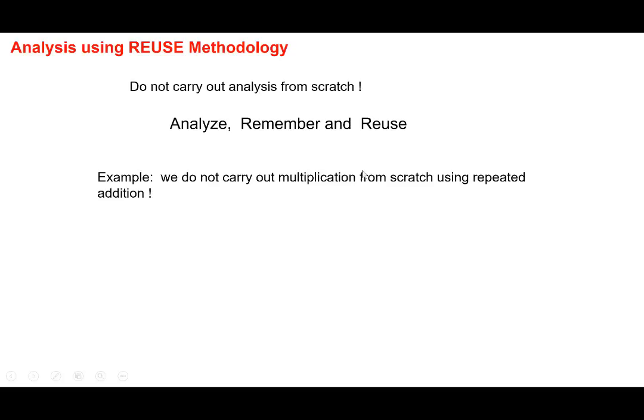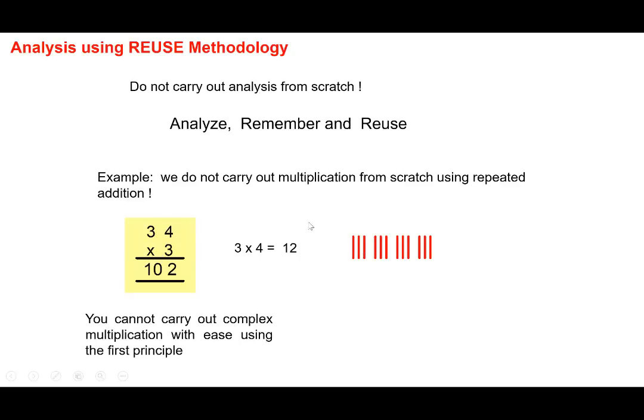For example, we do not carry out multiplication from scratch using repeated addition. If you're asked to multiply 34 into 3, you don't use the principle that we use for understanding what 3 cross 4 is 12. We used sticks, 3 sticks and 4 times, and then you count it out and you say it's 12. Well, you don't use that first principles method of repeated addition to apply to 34 cross 3. If you apply the method that you use for 3 cross 4 equals 12 to 34 cross 3, you will end up in a big problem. You cannot carry out complex multiplication with ease using the first principle here. It will become too tedious.